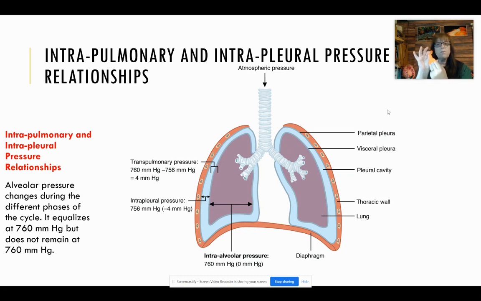My visceral pleura surrounds my lung. My parietal pleura, it is surrounding my cavity. And between the two membranes is the serous fluid. All right.